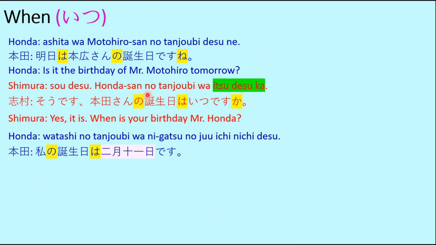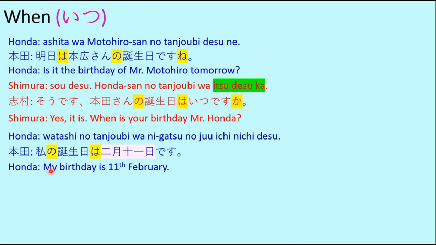Honda-san says, Watashi no tanjobi wa 2月の11日です。2月の11日. Nigatsu, as we just discussed, it's February, the second month. No is the particle, that means February month's which day? 11 nichi, that means the 11th day. That means February month's 11th day. Nigatsu no 11 nichi. That means my birthday is 11th of February.